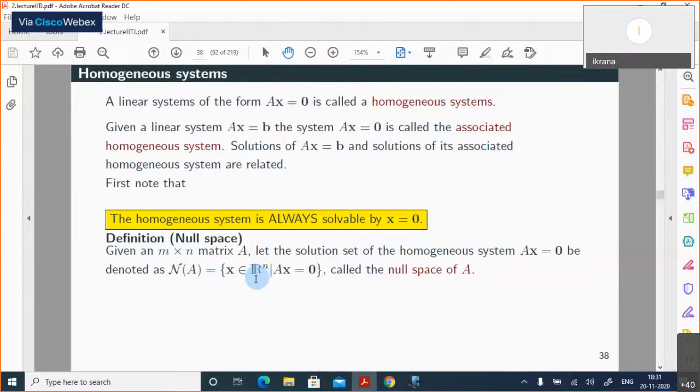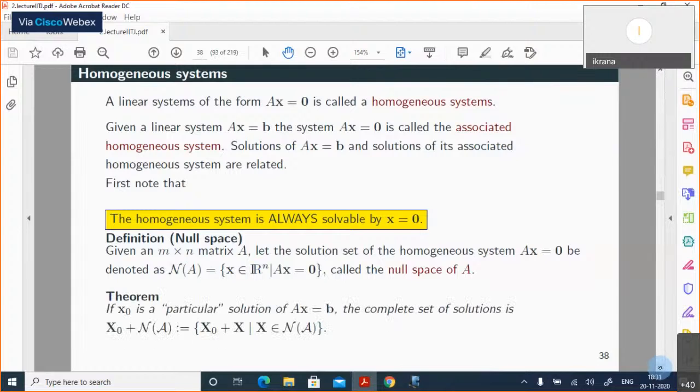Why it is called a space becomes obvious with the next property. This is what I said: for Ax = b, all solutions are given by x0, some particular solution, plus a solution of the homogeneous system. So if I know the null space for matrix A, then I know the solutions of the non-homogeneous system also completely. So we would like to know what the null space is for a matrix A.